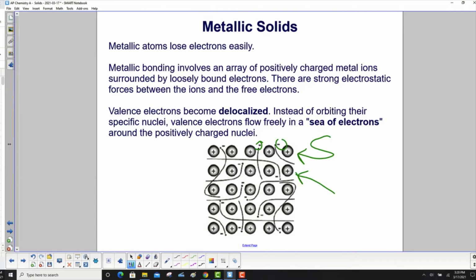Valence electrons become delocalized. That means instead of orbiting their specific nuclei, valence electrons flow freely in a sea of electrons around the positively charged nuclei. And that's what's being shown here, where we have the lines. This is showing the electron movement in between the various metallic ions.